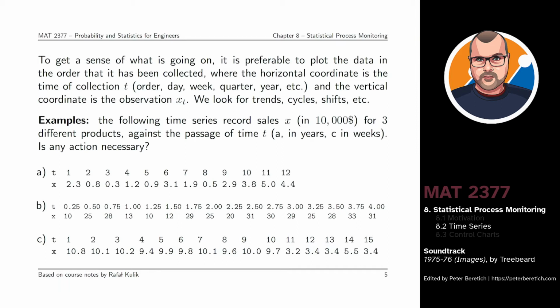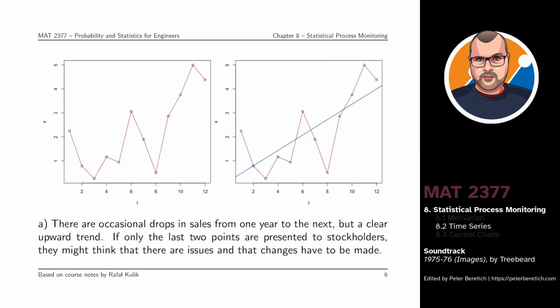So let's plot the first time series. We get something that looks like this. And because there is a sequence, an order to the measurements, you might as well link the observations with a line, with segments. So we look at the sales here on a yearly basis.